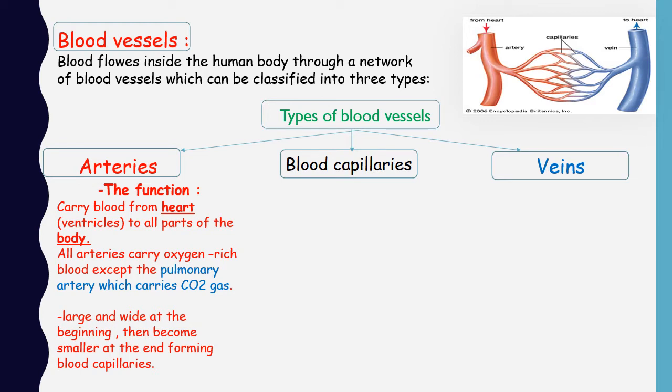So this artery will carry the blood which is rich in carbon dioxide to the lungs to get rid of the carbon dioxide. Any blood vessel connected with the lungs, we call it pulmonary. So the artery which is connected with the lungs is called the pulmonary artery.